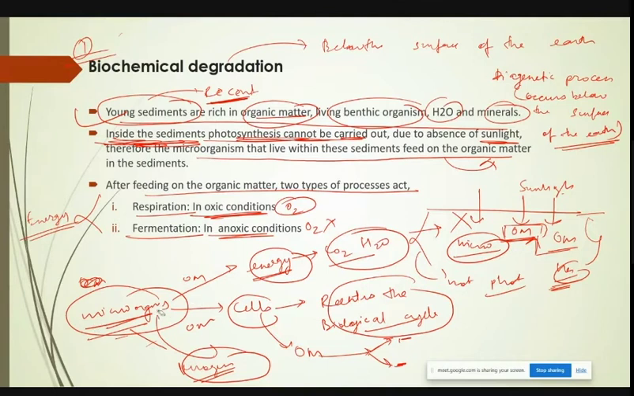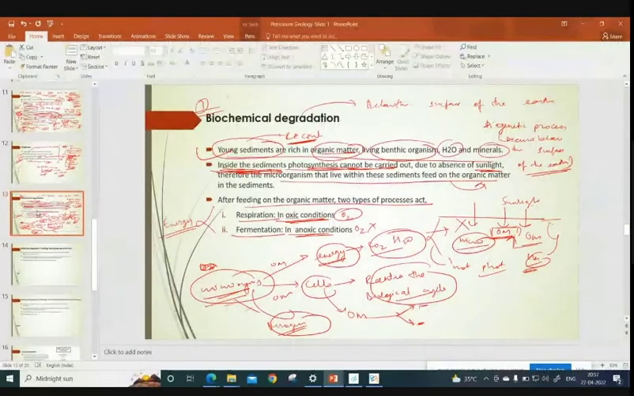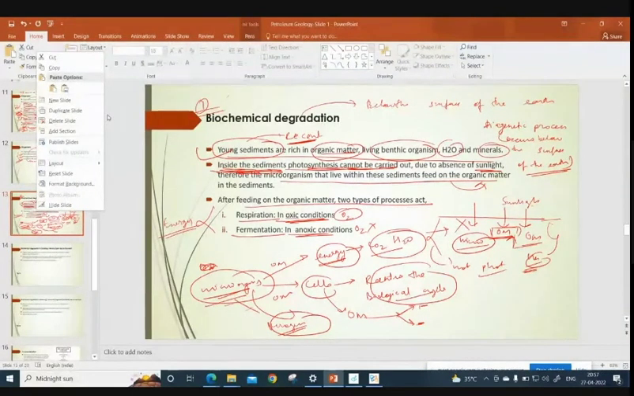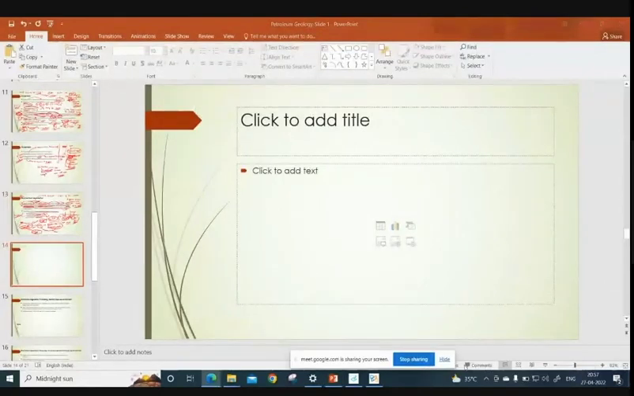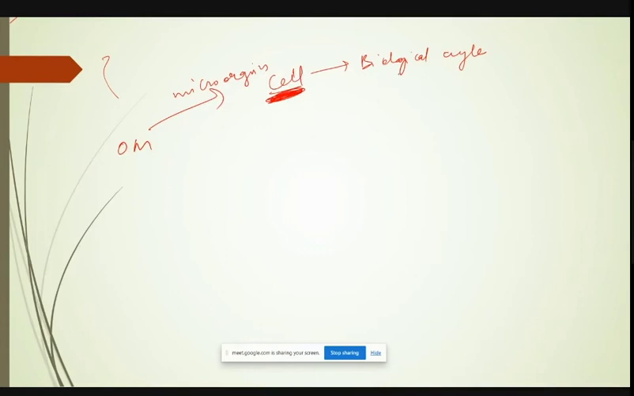there are 3 fates of the organic matter. Let me bring up another slide here. So there are 3 types of fate of organic matter. Firstly, the organic matter can be used up by microorganisms for building cells. If this is the condition, then the organic matter will re-enter the biological cycle. Because the cell is present in a living organism, it has again entered the biological cycle.